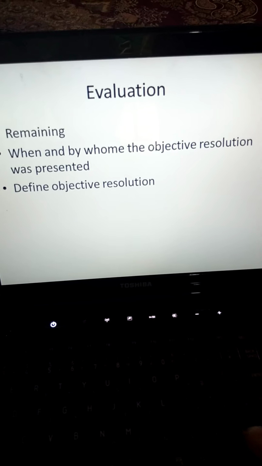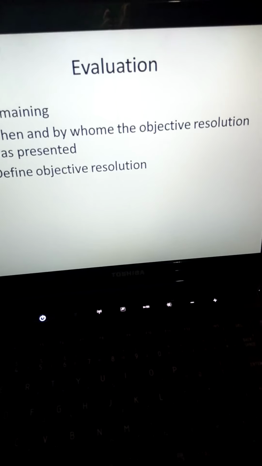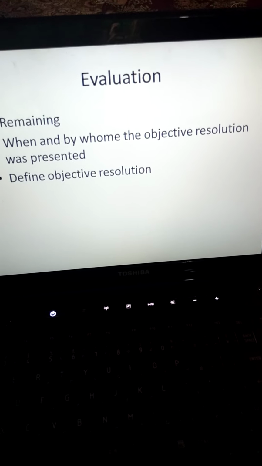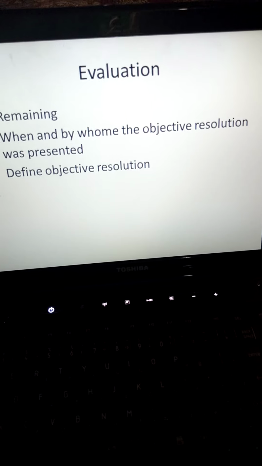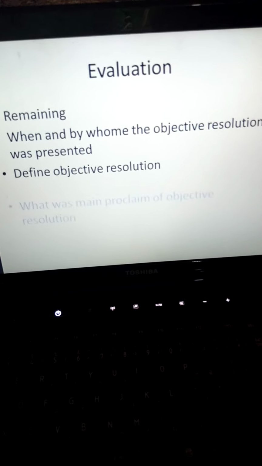Evaluation continues. Remaining questions. When and by whom was the objective resolution presented? The objective resolution was presented in the first legislative assembly by Liaquat Ali Khan in March 1949. Define the objective resolution. The objective resolution is actually the first constitutional document that really marked the establishment or the development of the constitution in Pakistan.